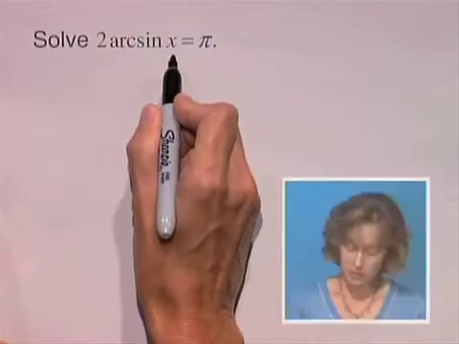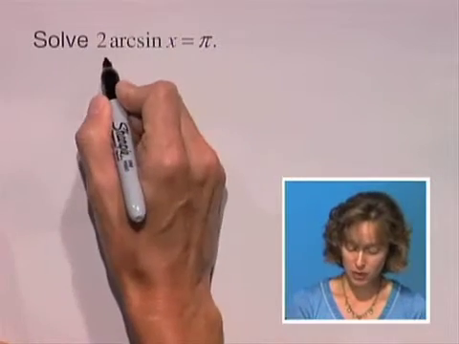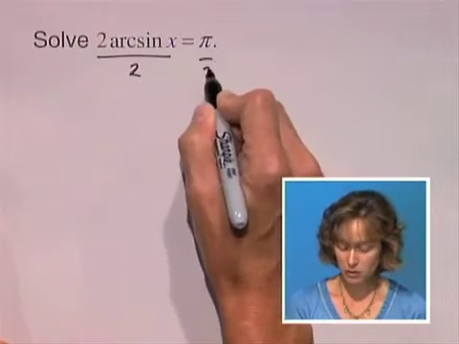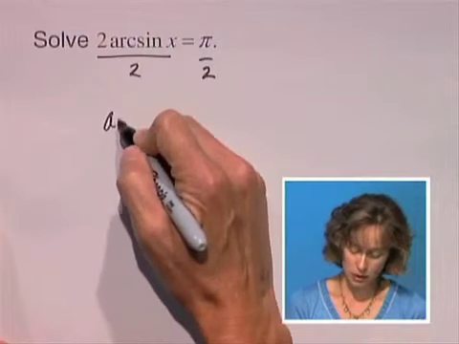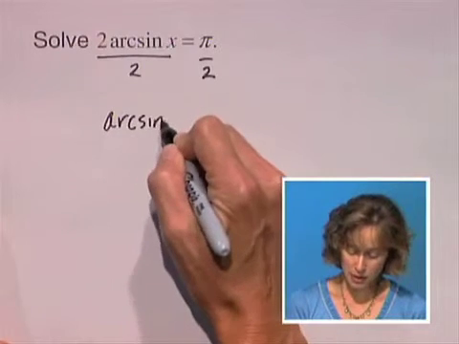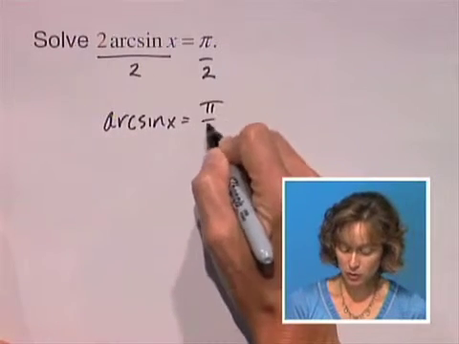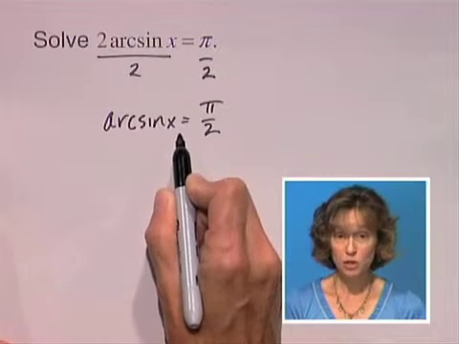Let's solve an equation. We're going to solve 2 arc sine x equals pi. I want to isolate x. So as a first step, I'm going to divide each side of the equation by 2, which leads me to arc sine x equals pi over 2. I'm interested in solving for x.